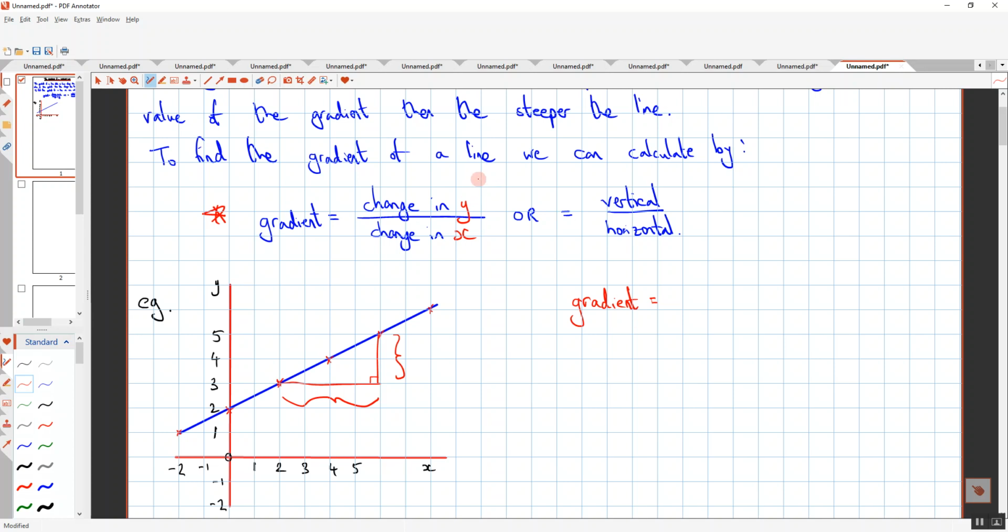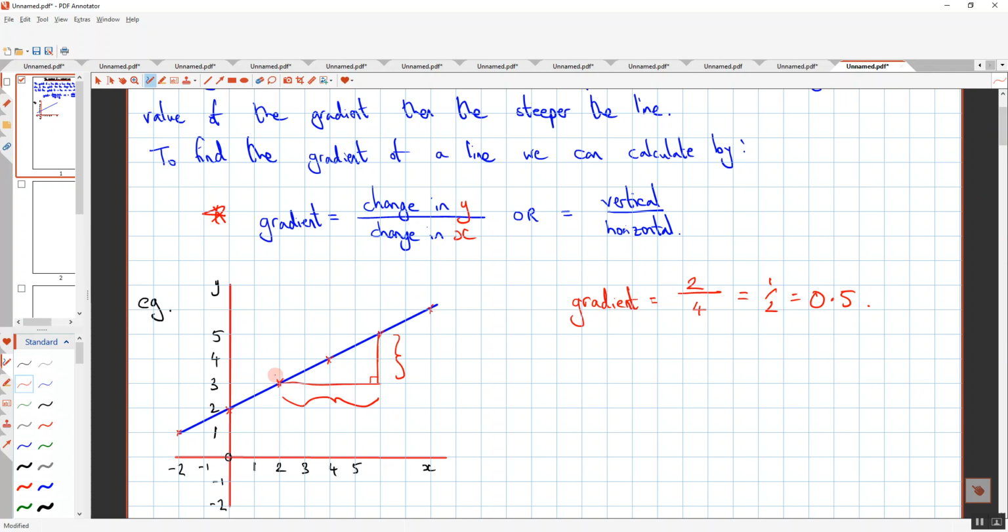Changed it? So what is the change in y, or what is this vertical distance? 2. 1, 2. So that's my change in y, because I'm looking at the y-axis, a change of 2. That's the vertical distance. What about the horizontal distance? Yeah, 4. 1, 2, 3, 4. And what's 2 divided by 4? Yep, is 1/2. Good, or 0.5. So the gradient of this line is 1/2.